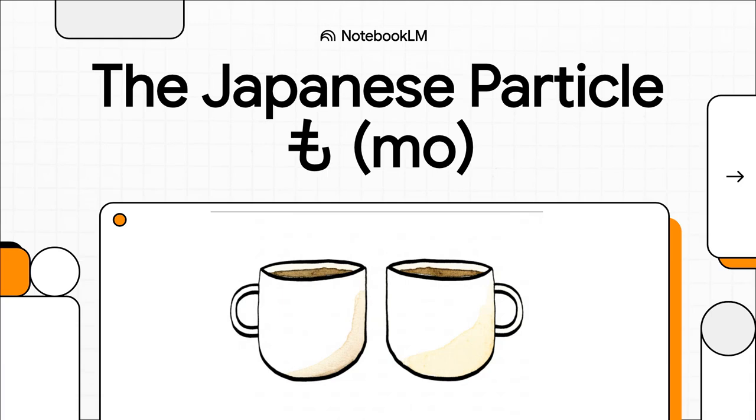In Japanese, it's often the smallest words that pack the biggest punch. Today we're unlocking one of the most useful ones out there, the particle mo. Seriously, mastering this one little particle is going to make your conversations sound so much more natural and connected. So let's dive right in.